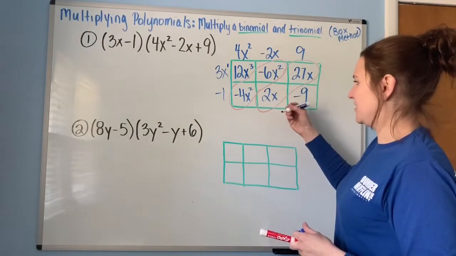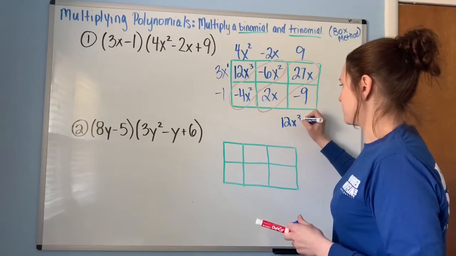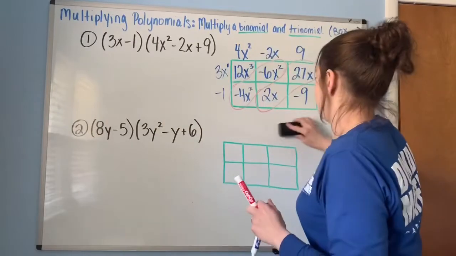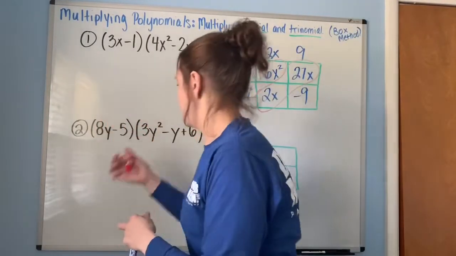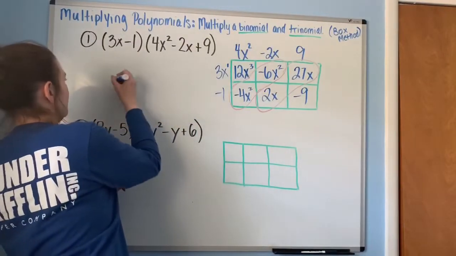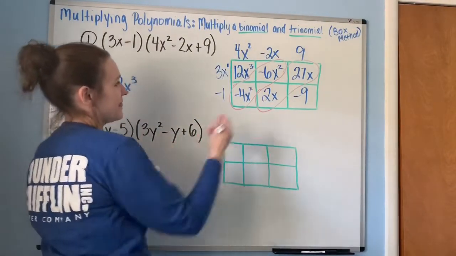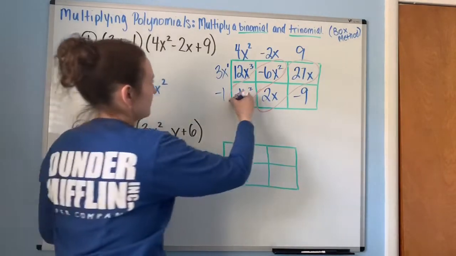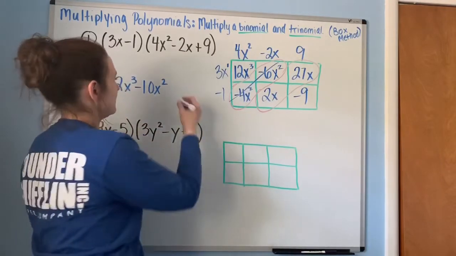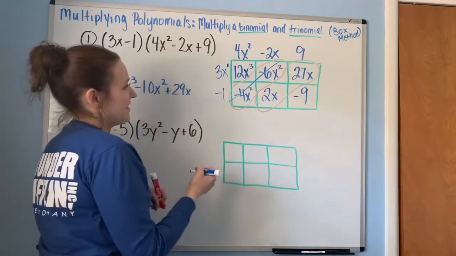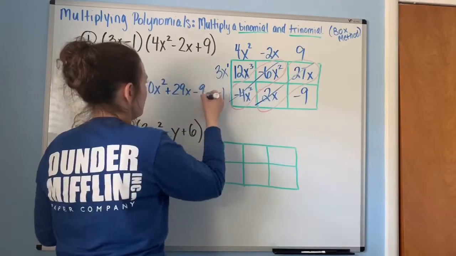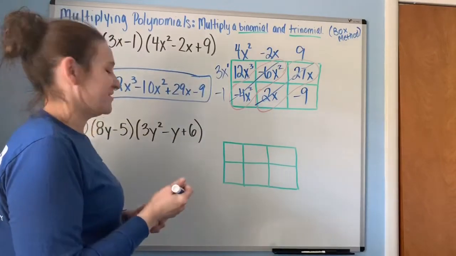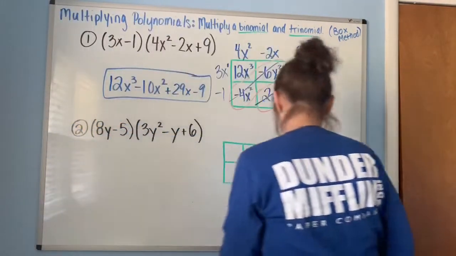So 12x to the 3rd comes first. And actually, I'm going to write it underneath. That way it doesn't get in the way here. So we have 12x to the 3rd. We're going to combine these two, and we're going to have -10x squared. So they're good. 27 and 2 gives me a positive 29x. And then we'll bring over our -9. Simplified. All right. Nice work.